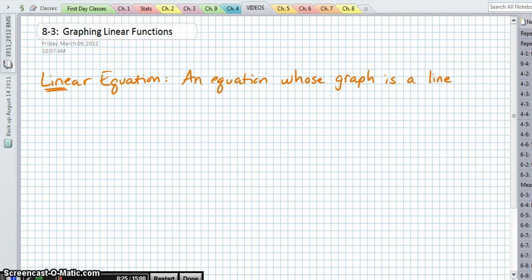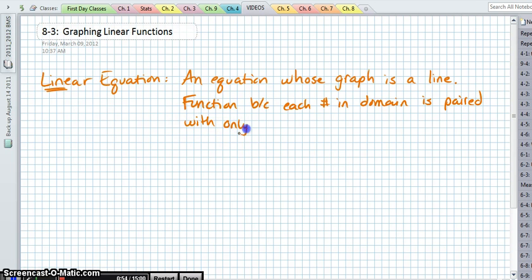Let's just review linear equation. I have that down here. Remember, linear represents line, so it's an equation whose graph is a line. It's a function because each member of the domain is paired with exactly one member in the range. So we've talked about functions before, we're just bringing it in.